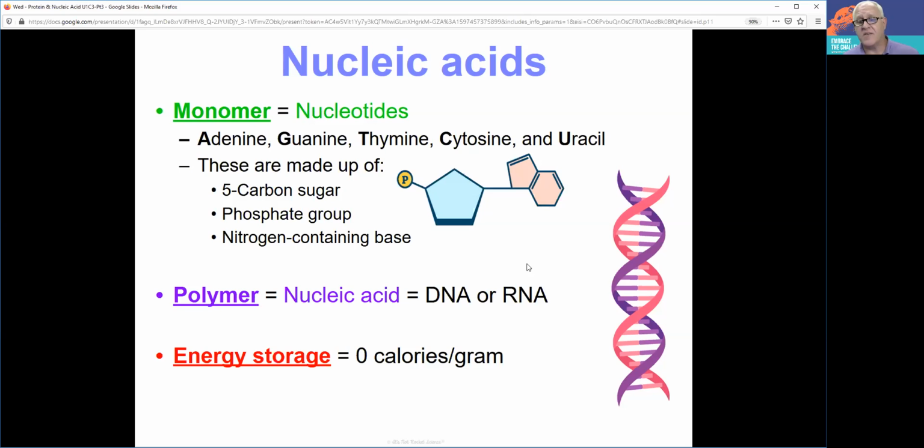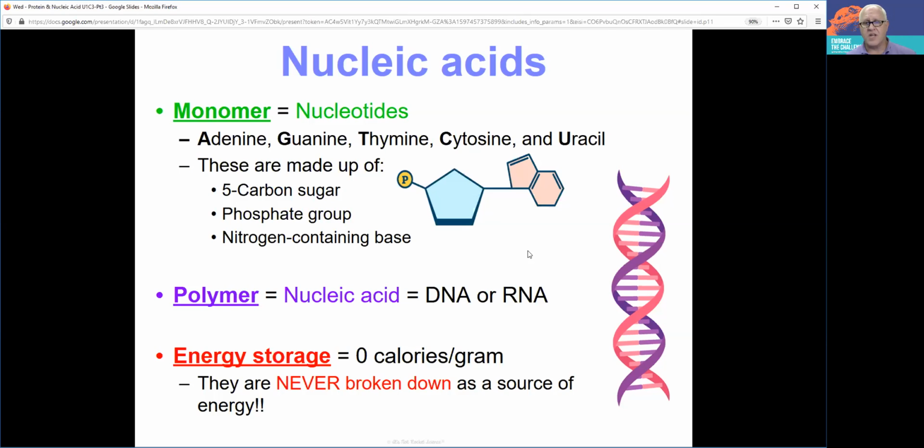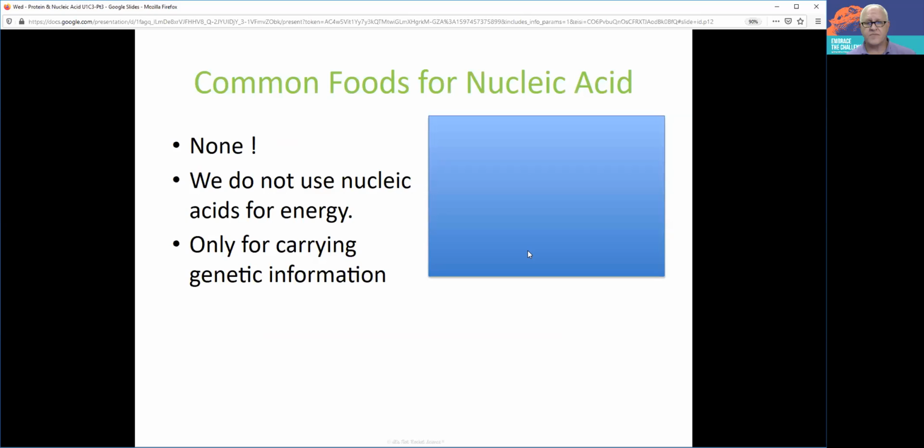Now, the nucleic acids have no energy storage whatsoever. We're not using them for fuel. They just carry information. And so they're never broken down as a source of energy whatsoever. The nucleic acids are only carrying information. So we talk about common foods for the other macromolecules. There's all kinds of stuff, but there are no common foods for the nucleic acid because we never use them for energy, only for carrying genetic information.